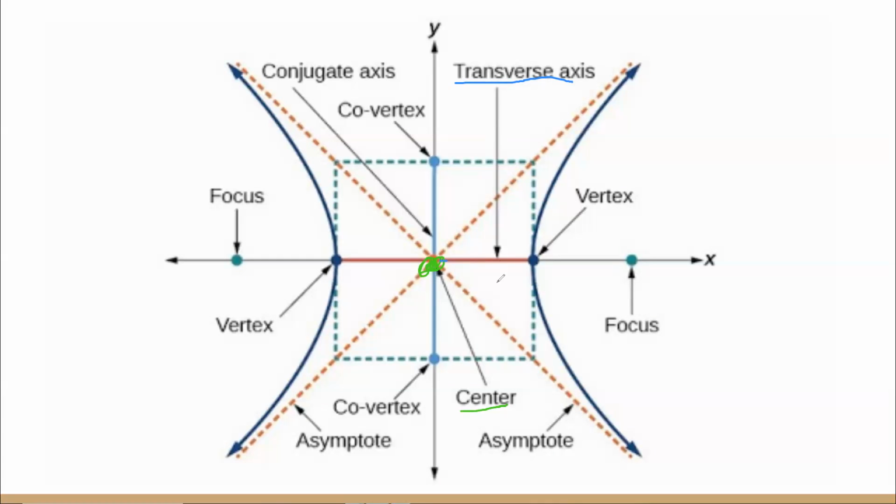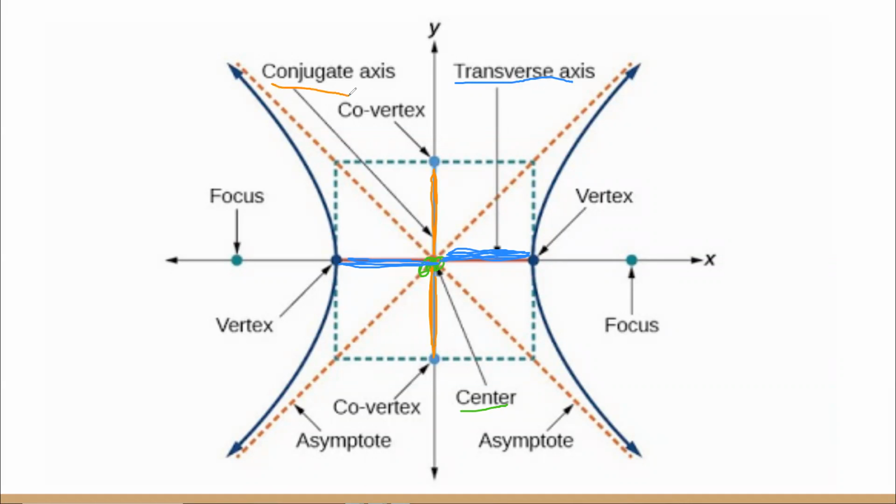That could be horizontal or vertical depending on which way the hyperbola goes. So this length, we can find from the equation. And then if you double it, that whole blue line is called the transverse axis. All right. Then we can also use the equation to find this distance from the center to this point on top of our box, which is called the co-vertex. All right. So that axis is called the conjugate axis.